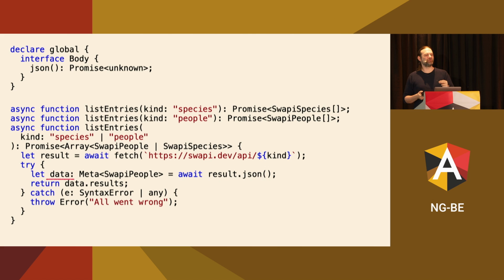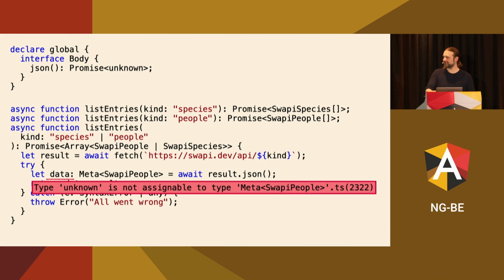It's now our responsibility and our duty to do something, and we can't avoid it, because otherwise we're getting a type error. A type error like this one: Type unknown is not assignable to type MetaSwappyPeople. This is the type checker telling us, are you 100% sure that you want to have this type? Okay. First mitigation for the first problem.